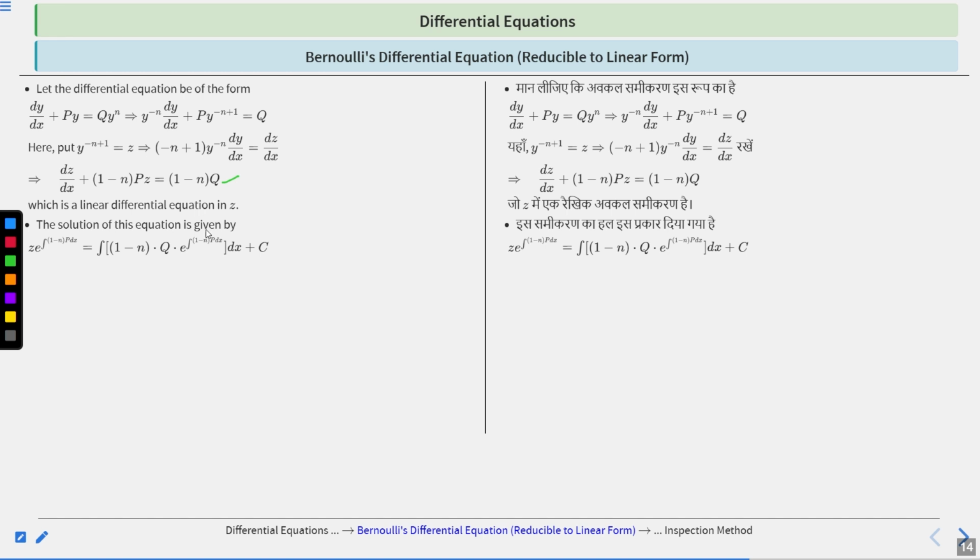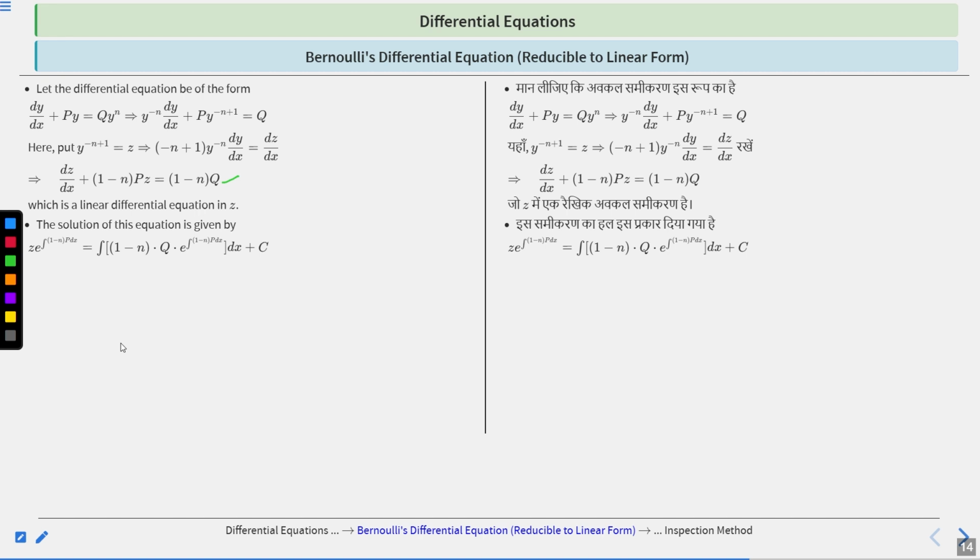And the solution of this equation is given by z e to the power integration of (1 minus n) p dx is equal to integration of (1 minus n) into q into e to the power integration of (1 minus n) into p dx, whole dx, plus c. That is, we have solved this equation by the same method as we have done for the linear form, right? Clear?